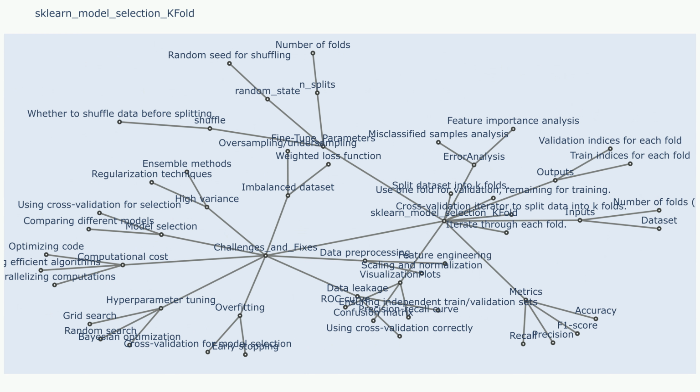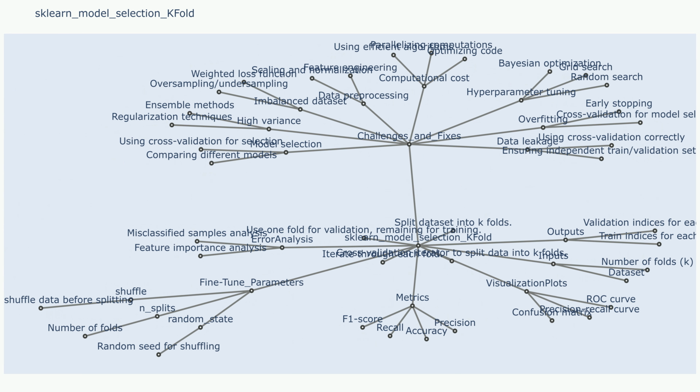Fixes to challenge 1. Stratified K-fold: ensures that each fold has approximately the same proportion of instances from each class. Oversampling or undersampling: adjust the class distribution in the training data before applying K-fold.